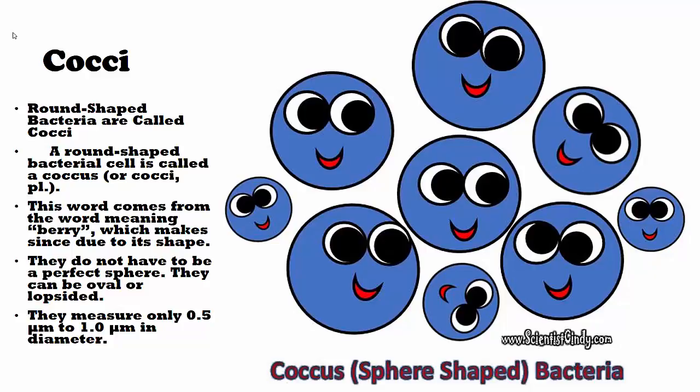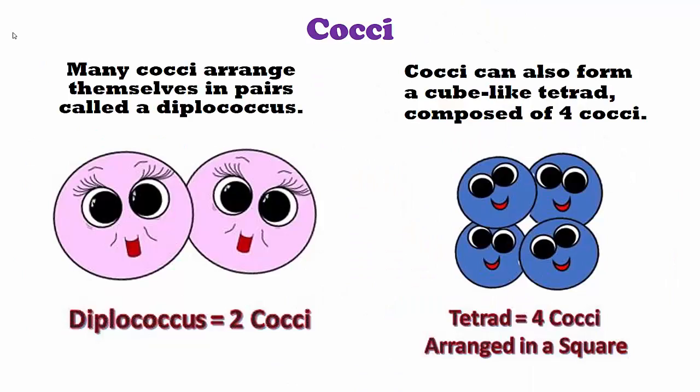Cocci are round-shaped bacteria. A round-shaped bacterial cell can be called a coccus by itself or cocci for plural. This word cocci comes from the word meaning berry, which makes sense due to its shape. They do not have to be perfectly spherical. They can be oval or even a little lopsided. They usually measure only about 0.5 to 1 micrometer.